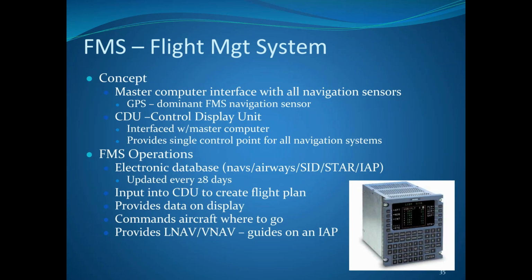Master computer interfaces with all navigation sensors. So it just basically takes all inputs and puts it into one easy to read display. And so GPS is the dominant FMS navigation sensor. So it uses mostly the GPS. The CDU, control display unit. So this is just talking about this right here. Interface with master computer and provide single control point for all navigation systems. So this is just what your FMS looks like.